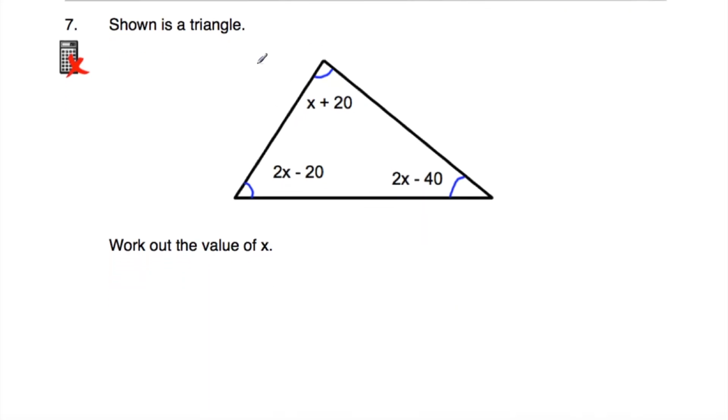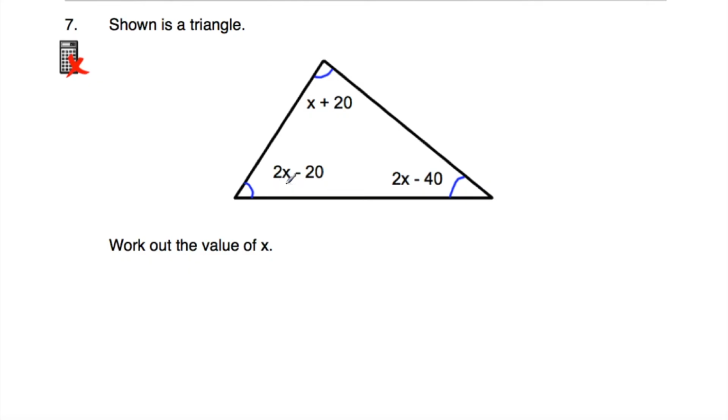Okay, let's look at our next question, question number 7. So question number 7, we've got a triangle, and we know the 3 angles in a triangle will add together to be 180 degrees. And we've been asked to work out the value of x. So we've got the 3 angles, and they've got algebraic expressions for each of them: x plus 20 degrees, 2x minus 20 degrees, and 2x minus 40 degrees. And we know that the 3 angles will add together to be 180 degrees, so let's add together these algebraic expressions. So let's start off with the x's.